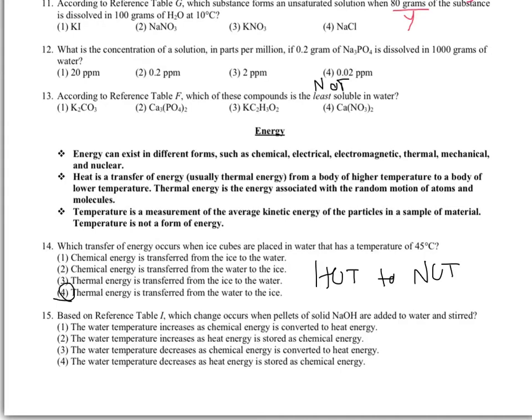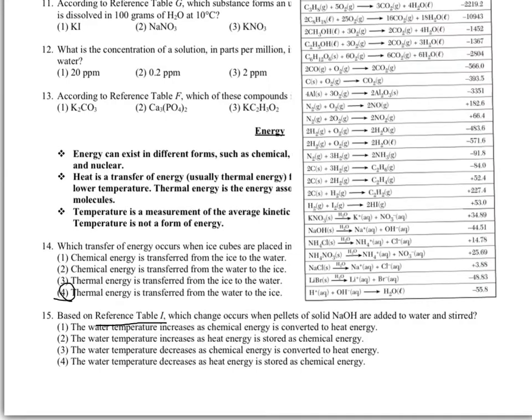Question number 15 asks us to look at reference table I. So let's pull up reference table I so we can see what's happening. So the question asks us to identify what happens with sodium hydroxide when it was added to water. So here is sodium hydroxide being added to water. Notice that it has a negative sign associated with the heat of reaction. The asterisk at the bottom or the key of the chart tells us that a negative sign indicates exothermic. So in this case, heat will leave the sodium hydroxide.